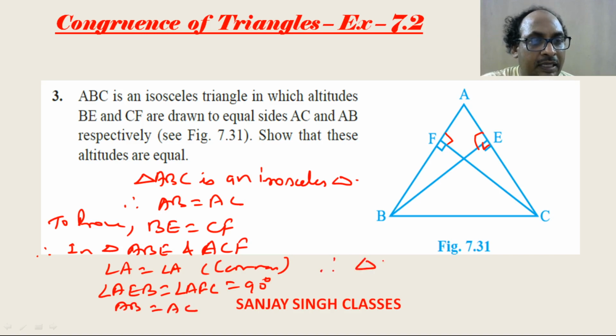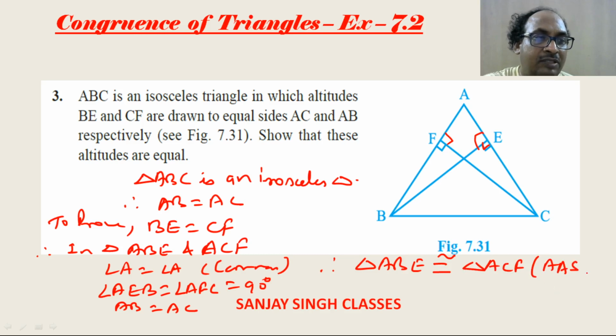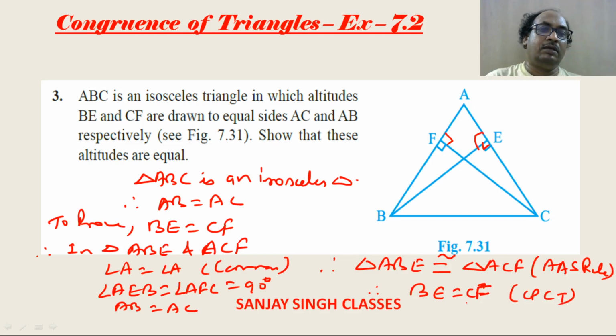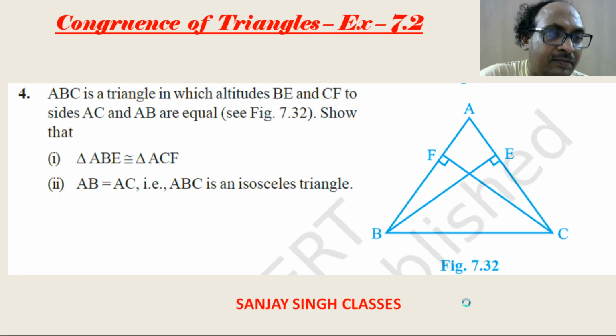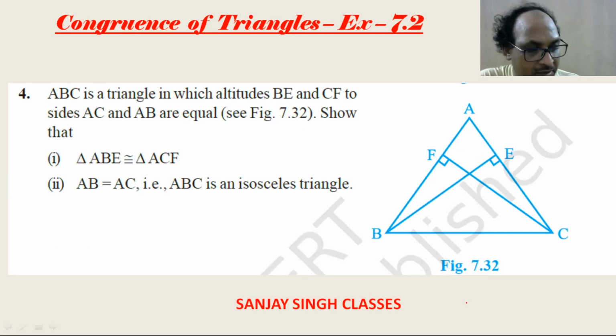Therefore, triangle ABE will become congruent to triangle ACF utilizing the AAS rule of congruence, and therefore BE is equal to CF, that is, altitudes are equal. Why is it? Because of CPCT, corresponding parts of congruent triangles. Okay. A similar type of question is there in this.